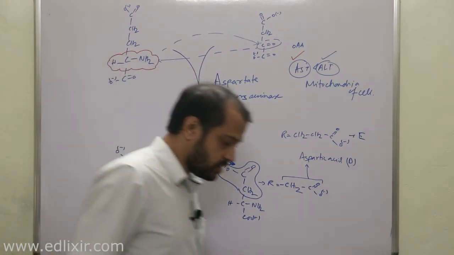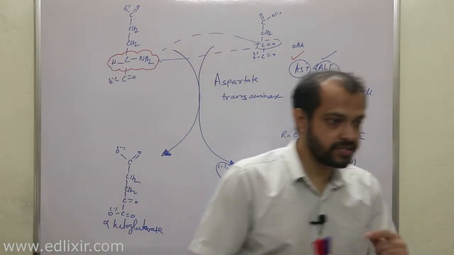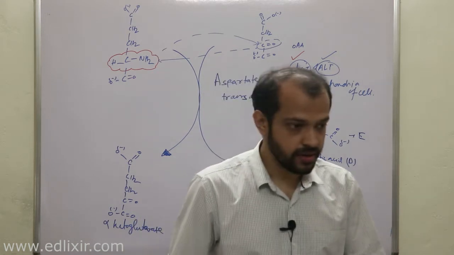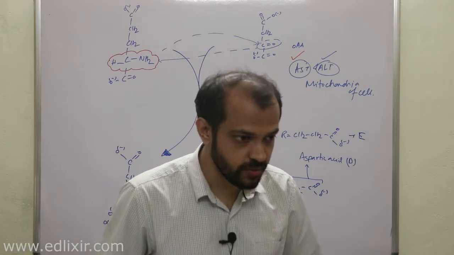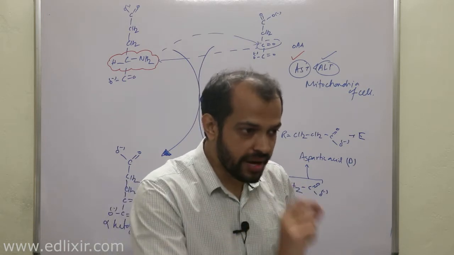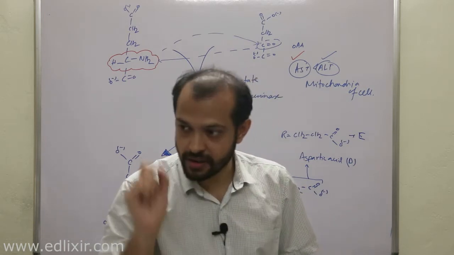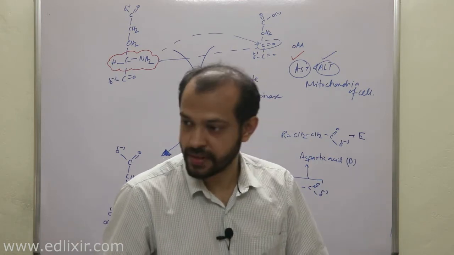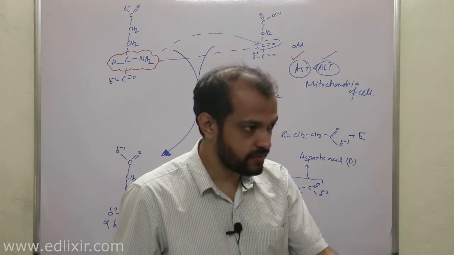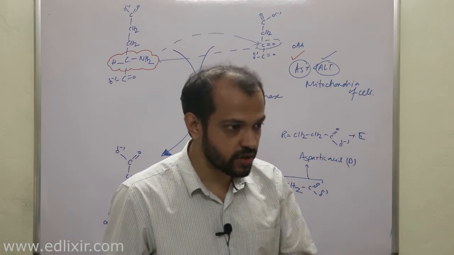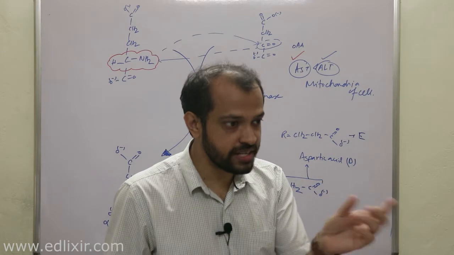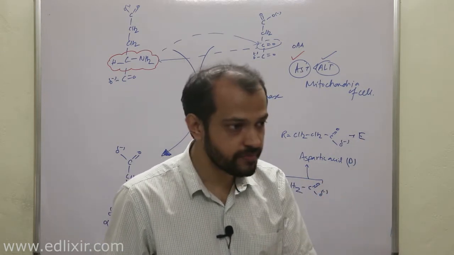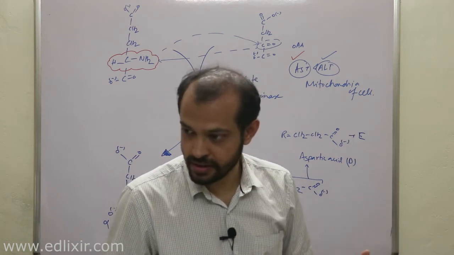Okay, so now we will be discussing oxidative deamination. What is oxidative deamination? Oxidative deamination is a process by which the amine groups of amino acids are converted into ammonia, which is water soluble. Clear? After oxidative deamination, we will learn how this ammonia is converted into urea, so that it can be excreted through your kidneys. Clear?